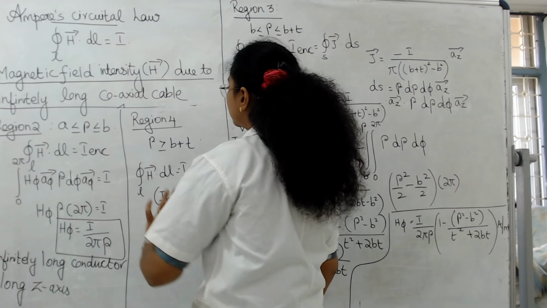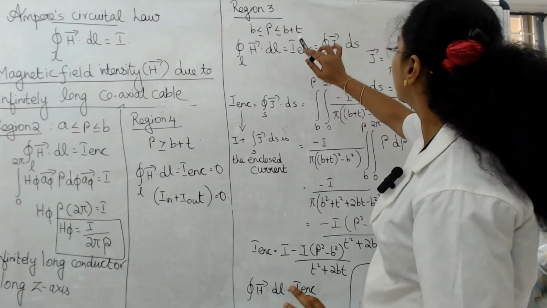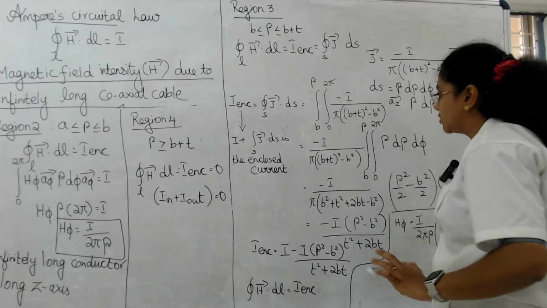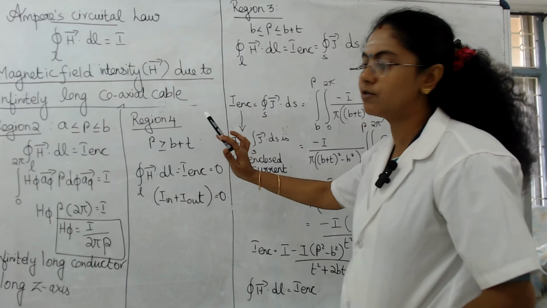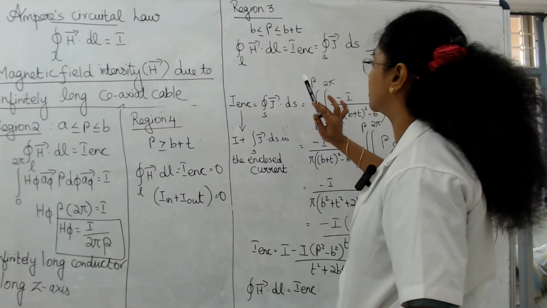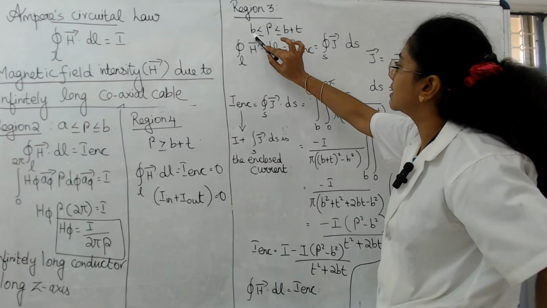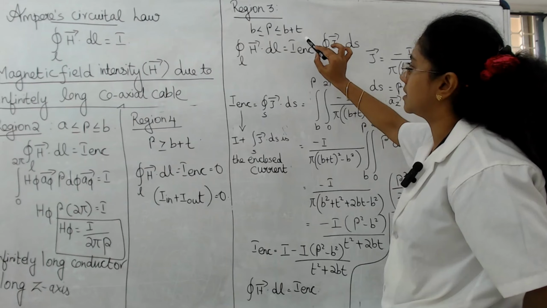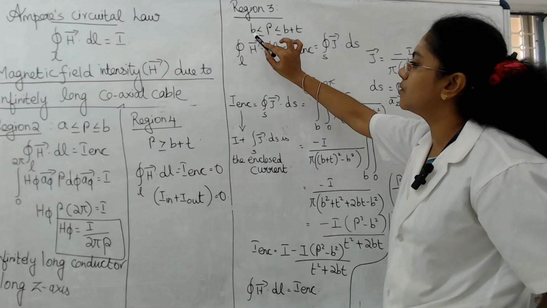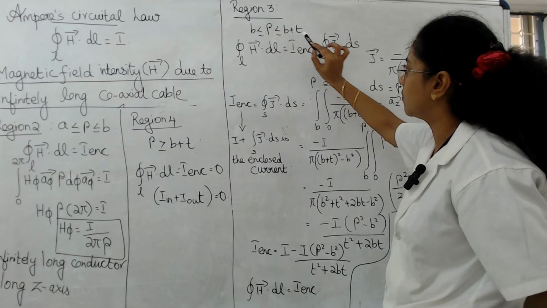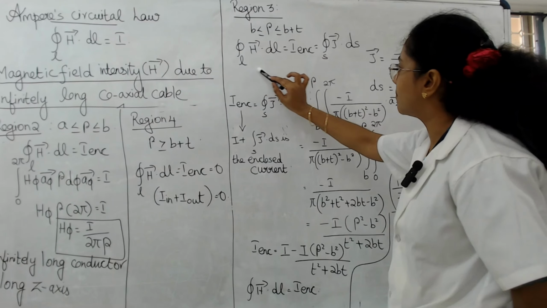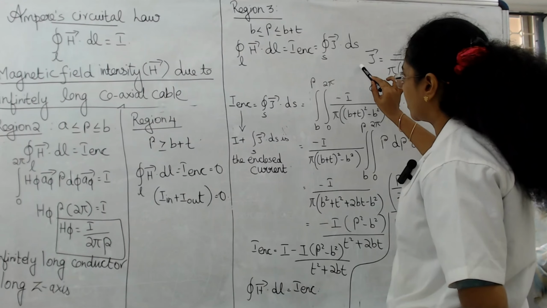Next we will be solving for region 3. Region 3 calculation will be a bit complicated when compared to the other two regions, but we will solve this. Region 3 is the region between the cladding and the thickness b plus t. Therefore its radius ranges from b less than or equal to rho less than or equal to b plus t. That is how I have obtained my Ampere circuital law equation.